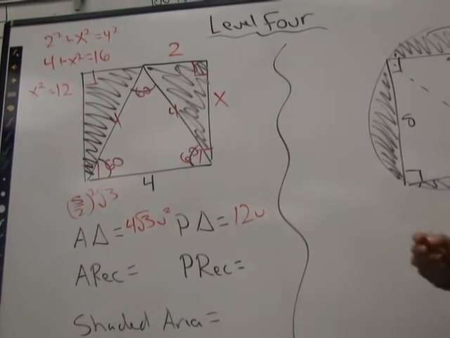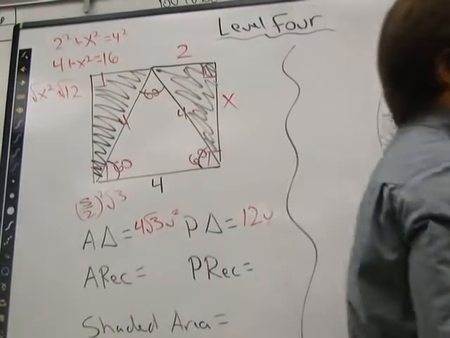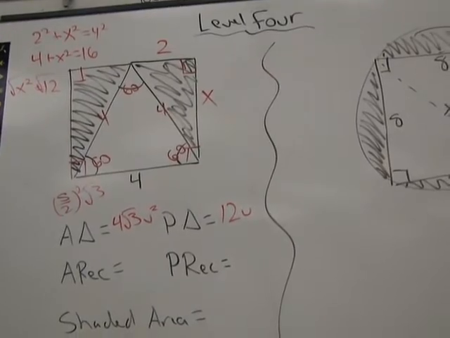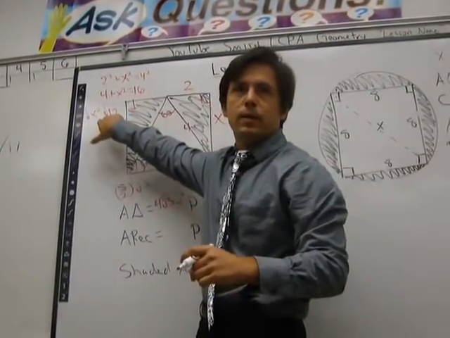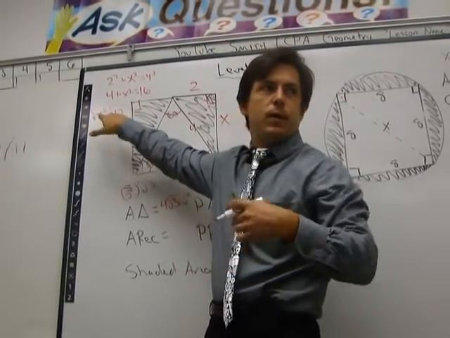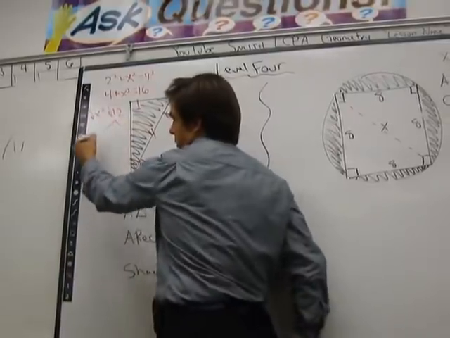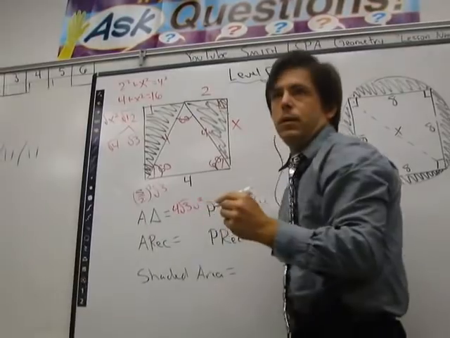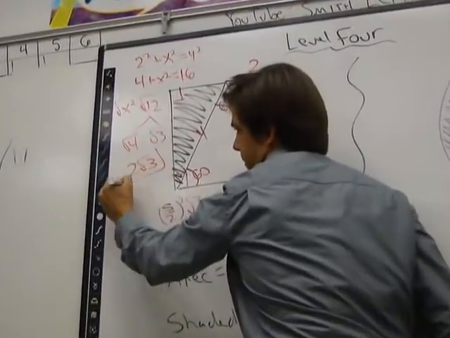Okay, we're getting there. Now, x has to be the square root of 12, and you're like, oh, but it's not there. What do you do? You factor it. Can anyone find a perfect square that's a factor of 12? 4. We have the square root of 4 and the square root of 3. What's the square root of 4? 2. So it is 2 square root of 3.